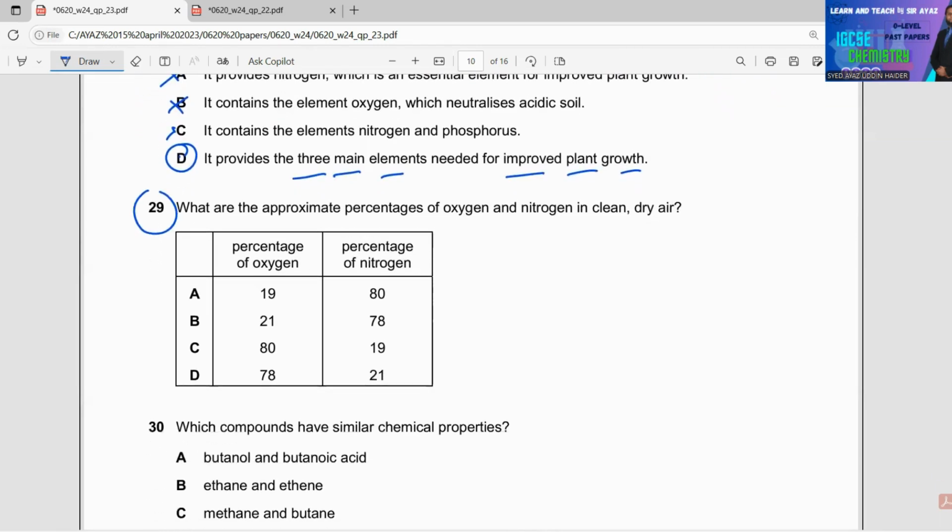29. What are the approximate percentages of oxygen and nitrogen in clean, dry air? So nitrogen is 78%, oxygen is 21%. This is something which you have to learn by heart. So B must be the right answer. No need to look at the other choices. Other choices are incorrect.